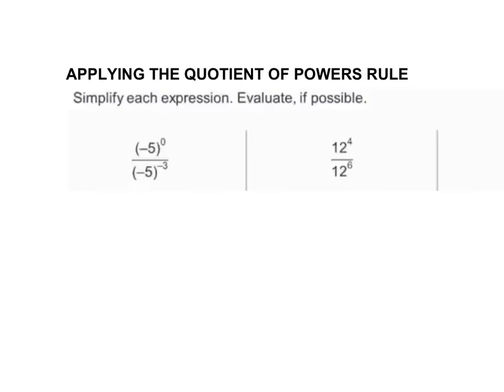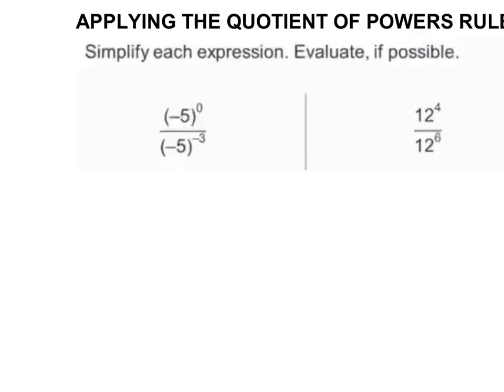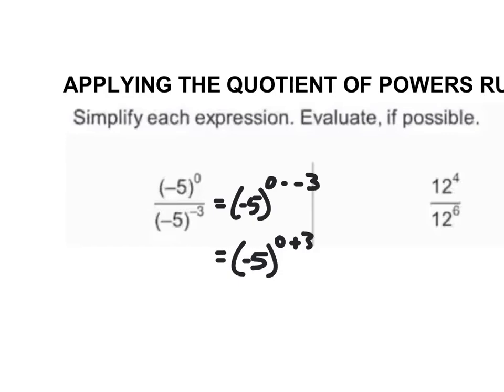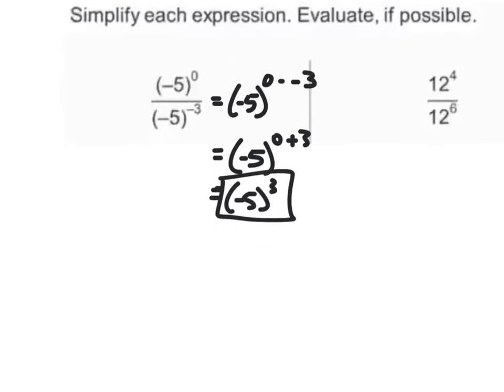All right, so let's do a couple of these problems, apply these rules. In this one, I can do this one a number of ways, but I'm going to do it both ways, actually. I'm going to first use the quotient rule, and I'm going to write this as negative 5 to the 0 minus negative 3 power, which is really going to give me negative 5 to the 0 plus 3 power, which gives me negative 5 cubed. Okay, and that's that.